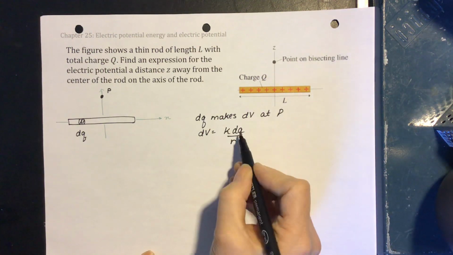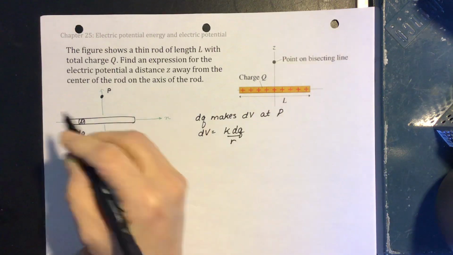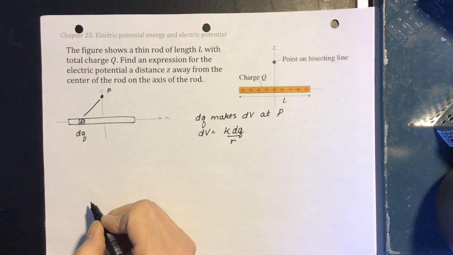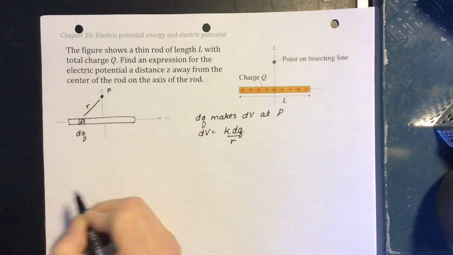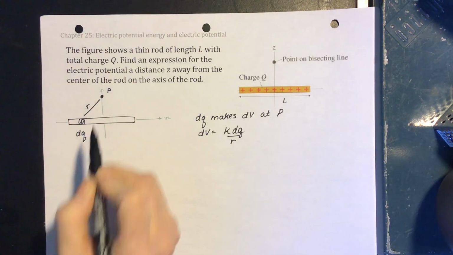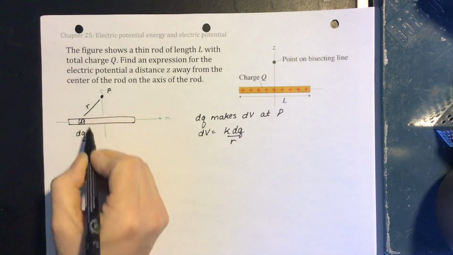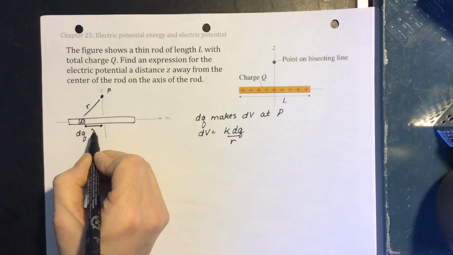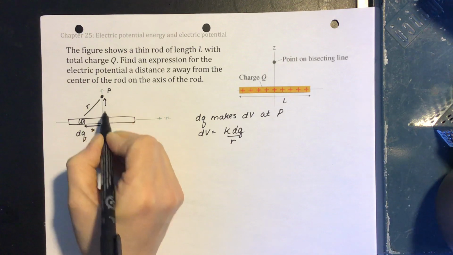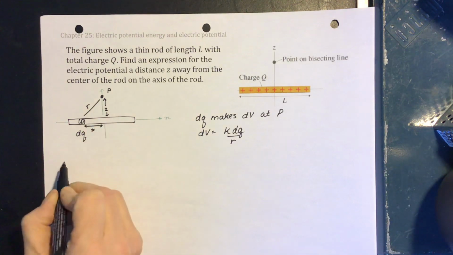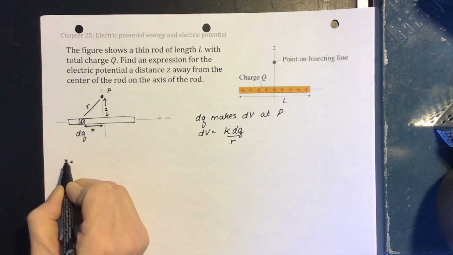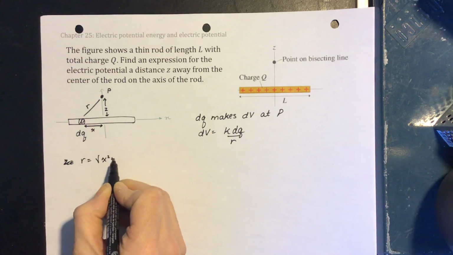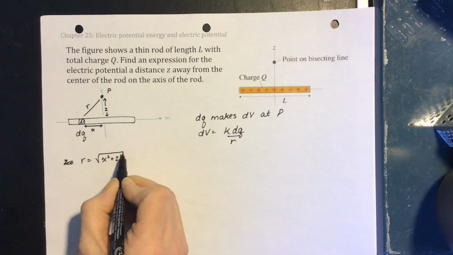Let's draw this in the diagram. The distance between the charge and the point is from here to here. How are we going to find our r? Well, we notice that r is the hypotenuse of a right-angled triangle, where this distance is x and this distance is z. So r is the square root of x squared plus z squared. So we can fill this in for our r.